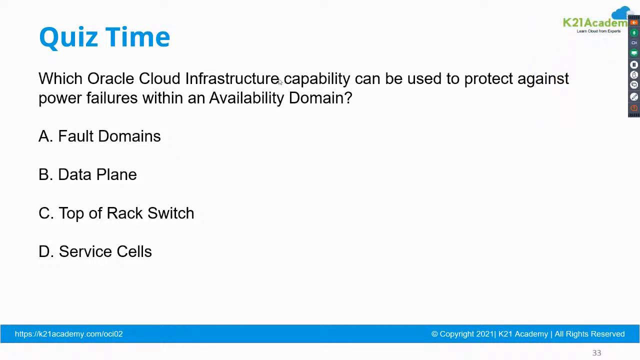Okay, so as we have seen, here you need to see what it is going to protect against. It protects against power failure within the availability domain. So it is talking about what is available within the data center, which is going to protect your resources, application or databases against power failure. So we have seen that it is basically the fault domain. So whoever has given fault domain, A is the correct answer.